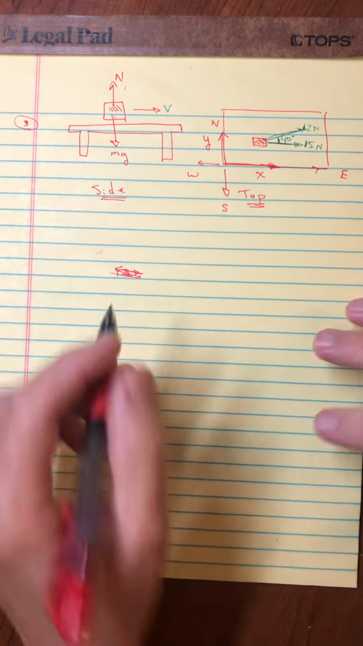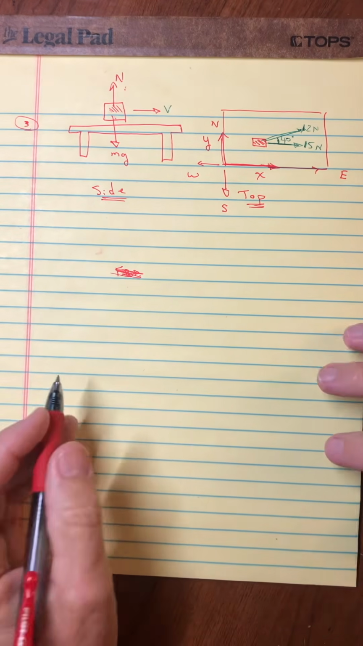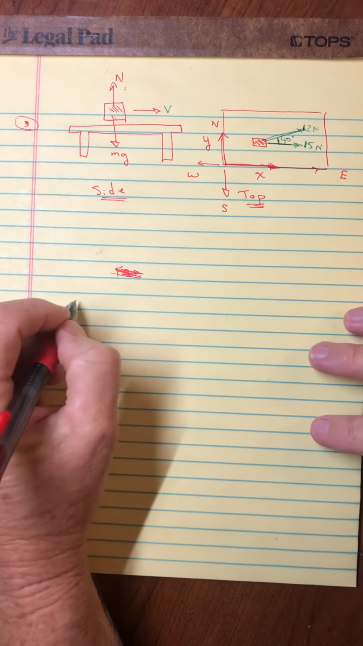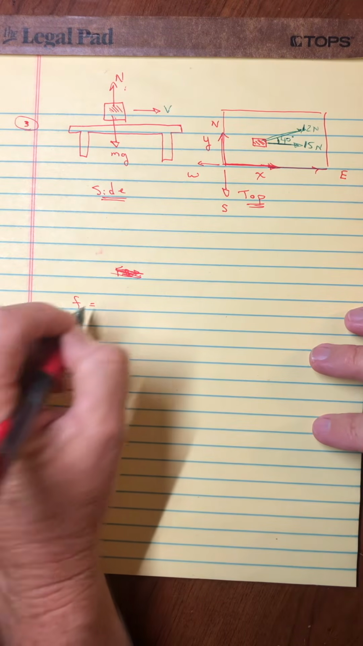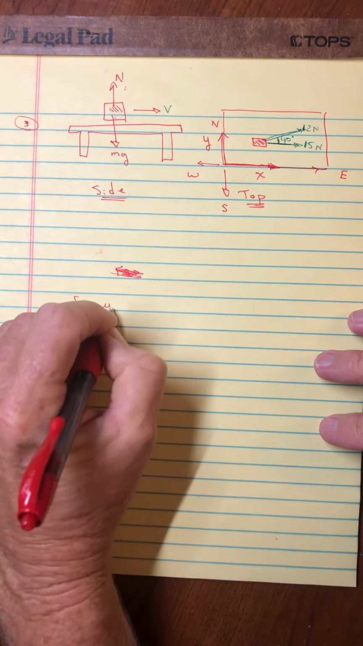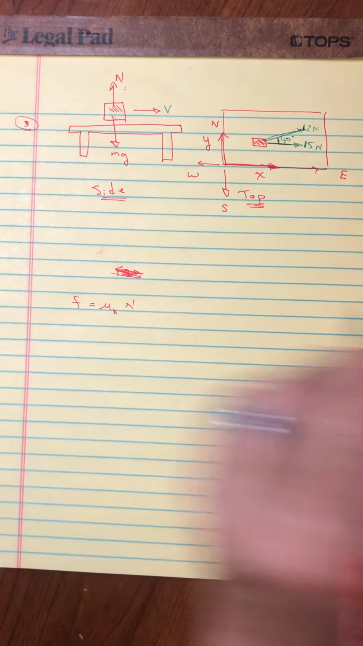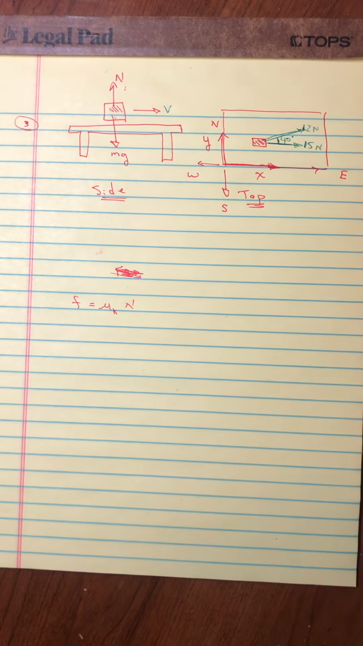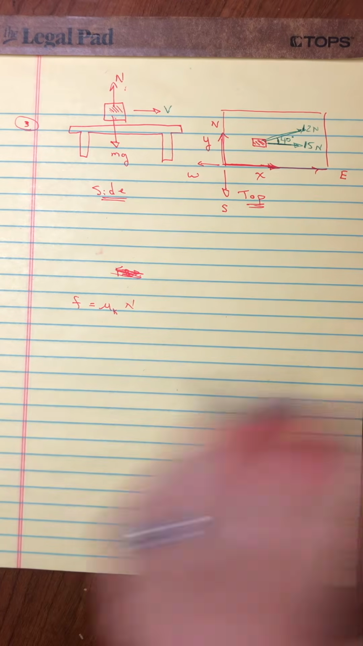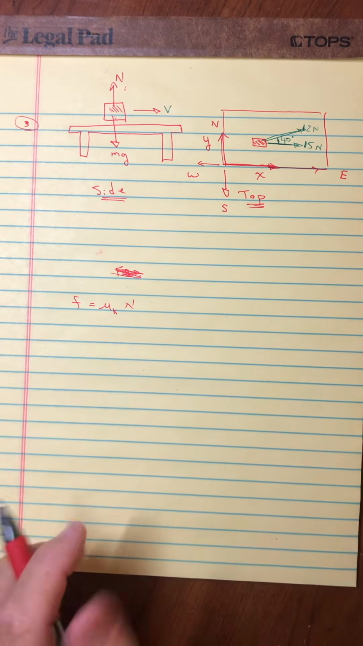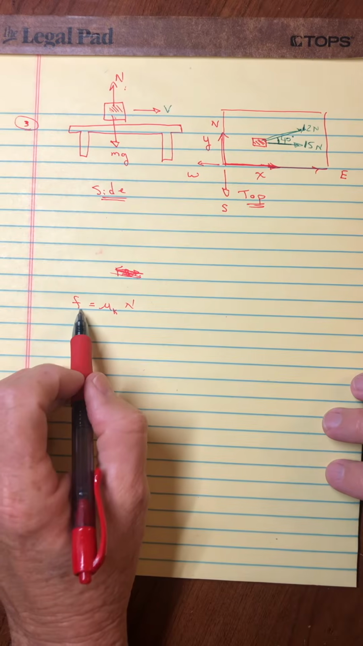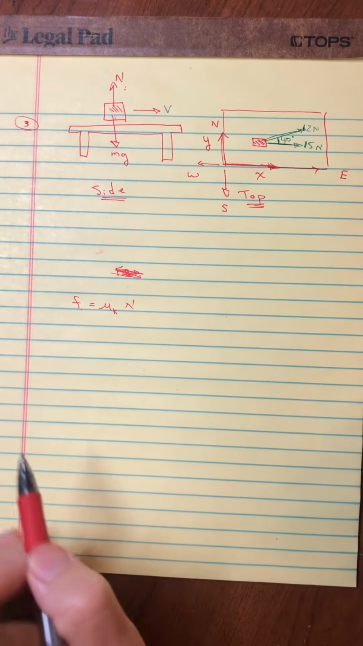You see, because this problem asks for the coefficient of friction, maybe the first thing I would do is to say, all right, the frictional force is equal to the coefficient of friction times the normal. And so my goal then would be to get both the frictional force and the normal force.